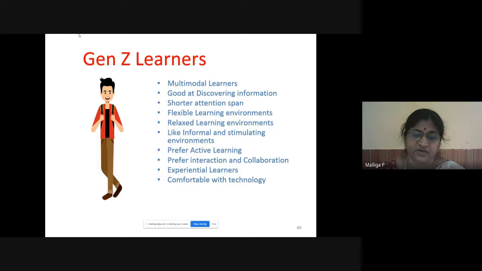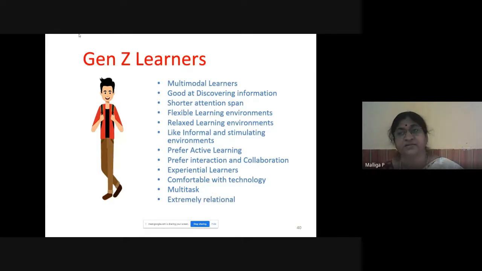They are comfortable with technology, as you said, yes, they are technology savvy. And they are multitasking too. They are extremely relational, right? They need a lot of motivation and appreciation from the teacher, which will really motivate them to learn more. A motivated learner learns more, isn't it? And peer learning. Peer learning is learning from friends. So these are the general learner characteristics of Generation Z learners. So why should I know about all these things as a teacher?